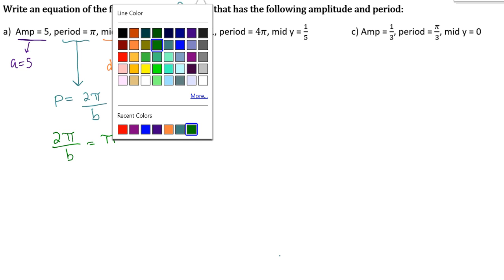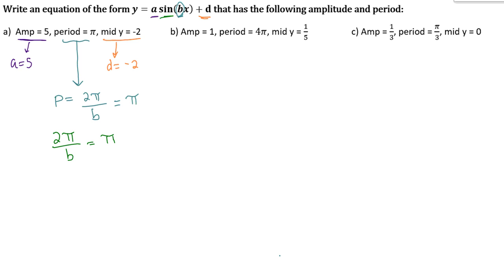And then to get rid of that b out of the denominator, we can't solve for a variable unless it's in the numerator. So I'm going to cancel it over here, just like I would as if it were divided by 5 or something. Multiply both sides by the b. So at this point, we are 2 pi on this side equals pi times b on this side.